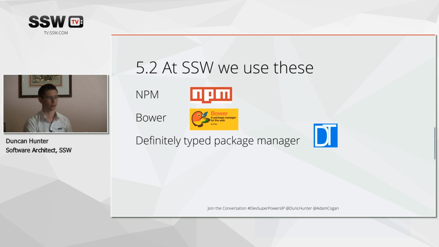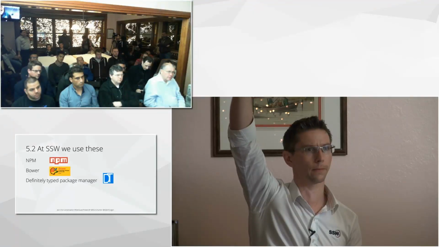So we use NPM, like I said, if we need to get any of our dev dependencies, like a Gulp plugin. We use Bower for all the front-end stuff. And we use the DefinitelyTyped package manager. That is where you go get your TypeScript definition files, so you get IntelliSense for your TypeScript for your third-party libraries. Who uses NuGet to go get those DefinitelyTyped files?